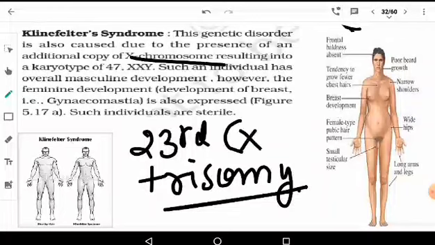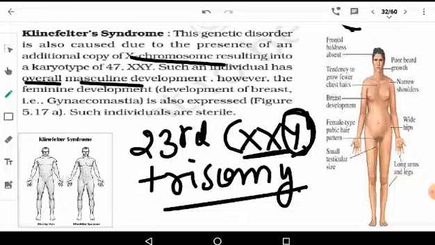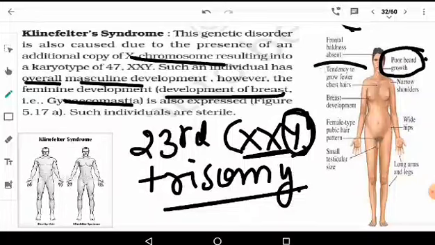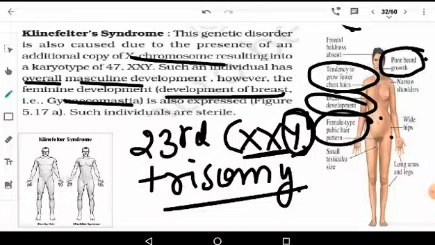Here it can result in XXY condition. In XXY condition, he is going to get an additional copy of an X chromosome, and when he gets an additional copy, what is going to happen? He is going to have more feminine characters than masculine characters. However, due to the presence of this Y chromosome, he will show overall masculine development, but there is breast development, that is known as gynecomastia, and also other features like poor beard growth, tendency to grow fewer hairs, female type of pubic hair pattern, wide hips, small testicular size, long arms and legs.